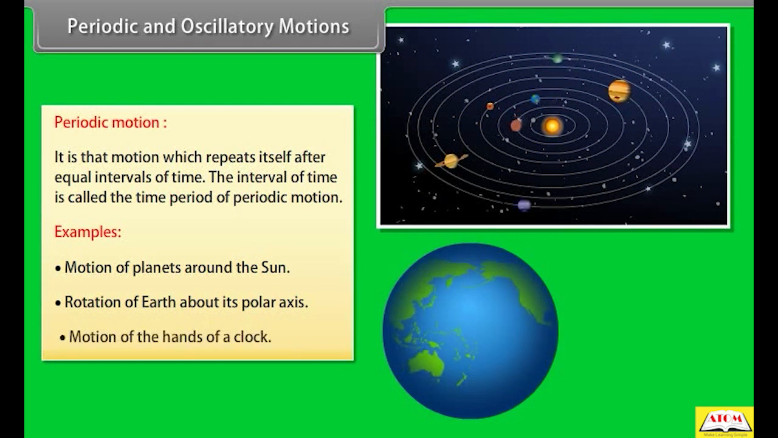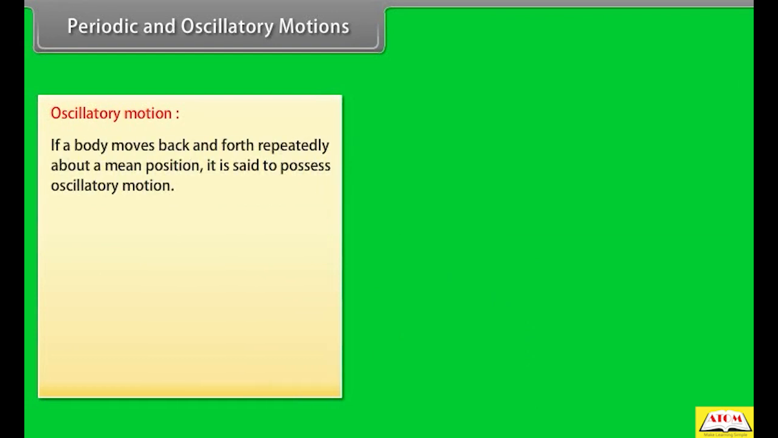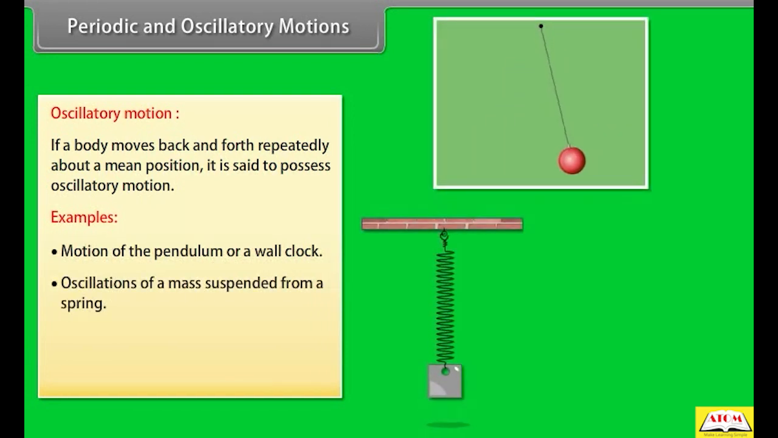If a body moves back and forth repeatedly about a mean position, it is said to possess oscillatory motion. Some examples are motion of the pendulum of a wall clock, oscillation of a mass suspended from a spring, motion of swinging.